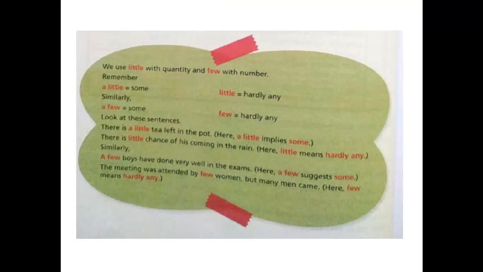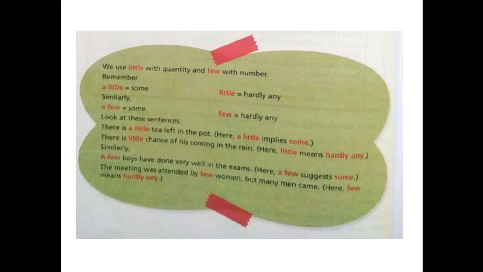This picture I've taken from your book itself. This one is very easy. We'll just read it and we'll understand quickly. Let's see what it says. We use little with quantity and few with number. So little and few are two words. Sometimes we get confused when to use little and when to use few. So this box makes it clear when you will use little and when you will use few.